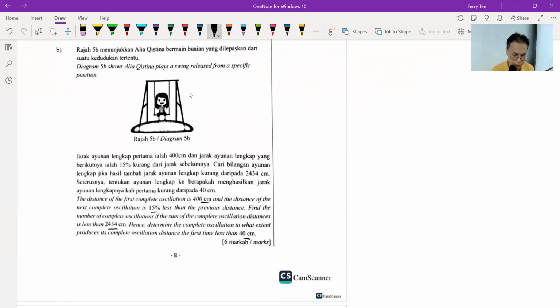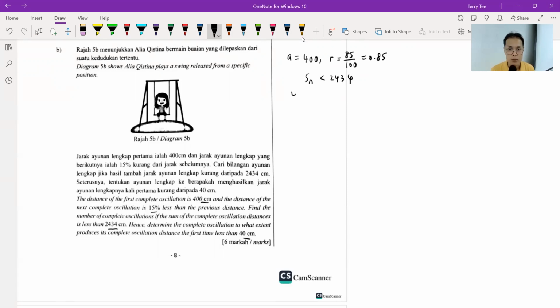Okay, so I think the first thing is I need to start off by finding my a. My a is now 400, right? My common ratio r is now 15% less than before. So we say 100 minus 15 left with 85, right? So 85 over 100 is 0.85. Find the number if the sum is less than 2434. That means Sn is less than 2434.